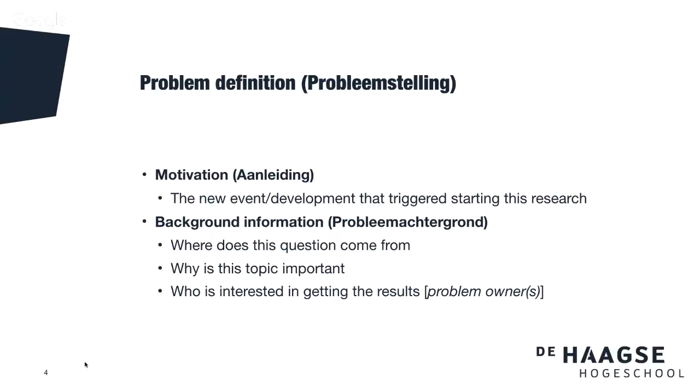And then you have the problem background. Here you start to sketch to the reader, why is this topic so important? So where does this question come from? Why is this topic important? Why should I read this article? Why are we going to Mars? Is it really that important that we walk on the red planet? Who is interested in getting these results?